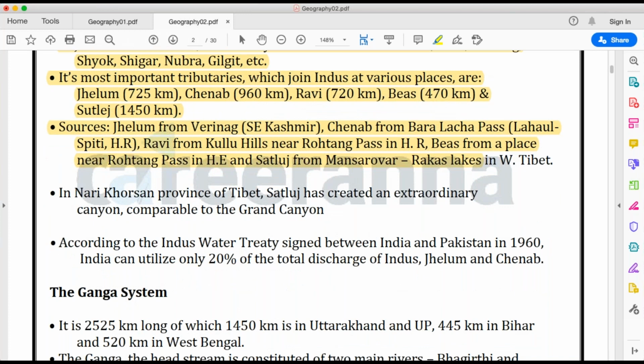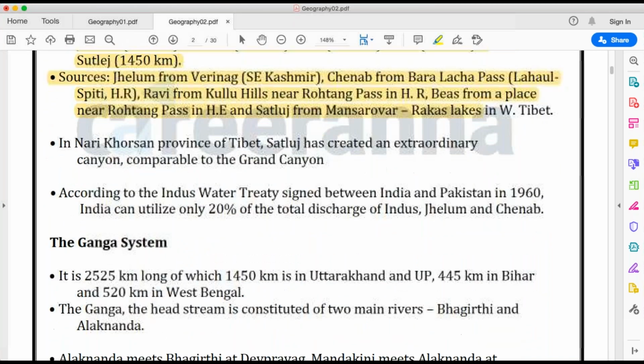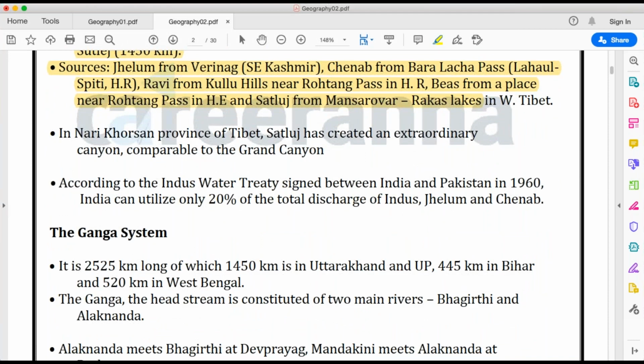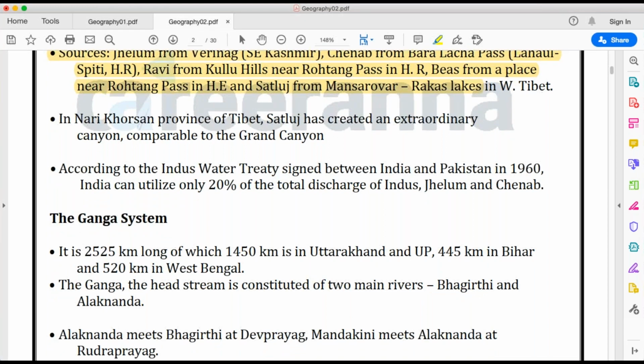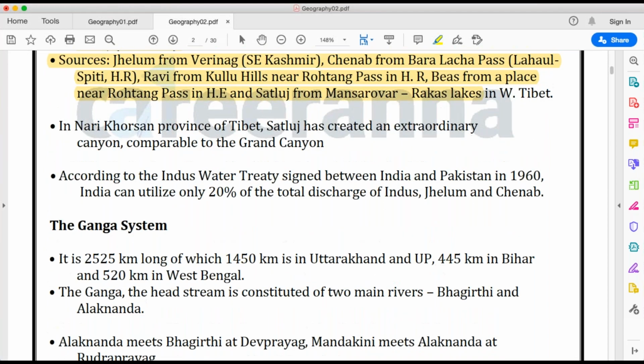Is it clear? So in rivers, just study these three things. Rest, everything about rivers is what you can skip. You should just at a very high level know about the Indus Water Treaty. It's an important thing you should know. It is about the water of which all rivers, and it is between India and Pakistan, we all know. But you should know what are the rivers which form the part of the Indus Water Treaty.